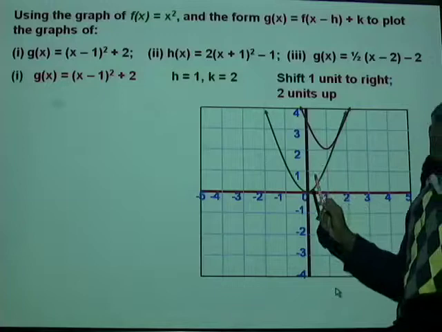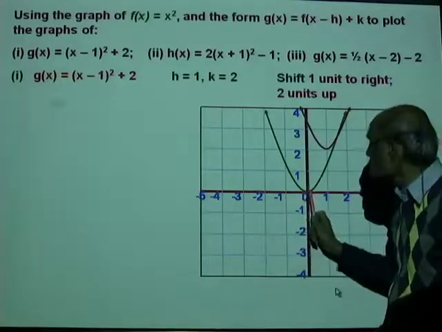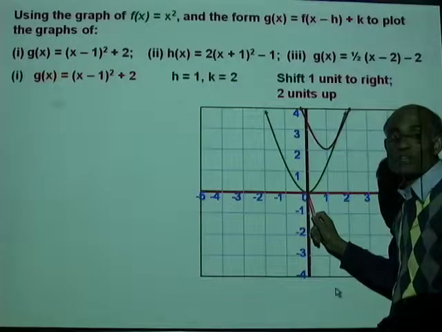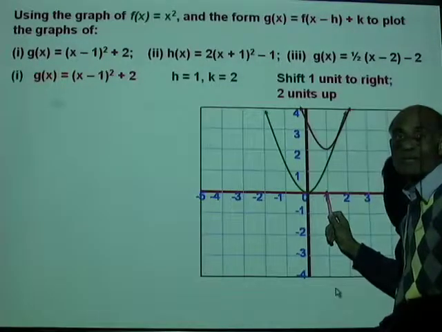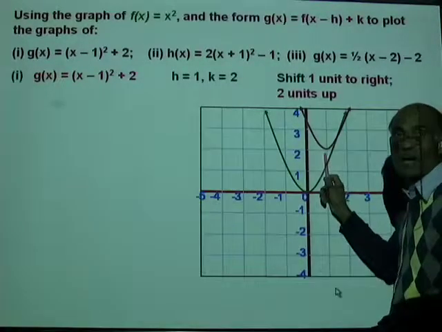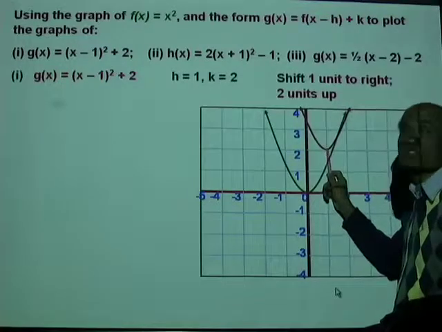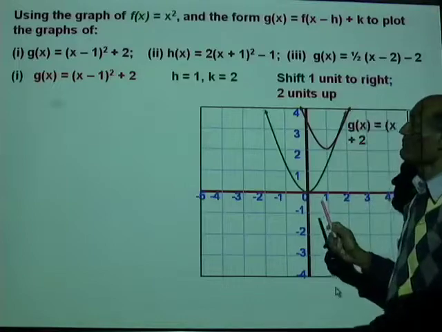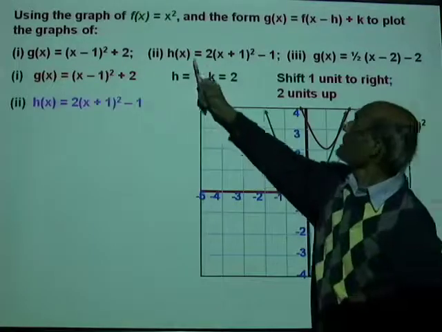There is the graph. Now what I would suggest you do is choose a point for your shifting. Choose this point, shift 1 unit to the right and 2 units up. That point will now sit here, and now you can draw your graph. There you go.